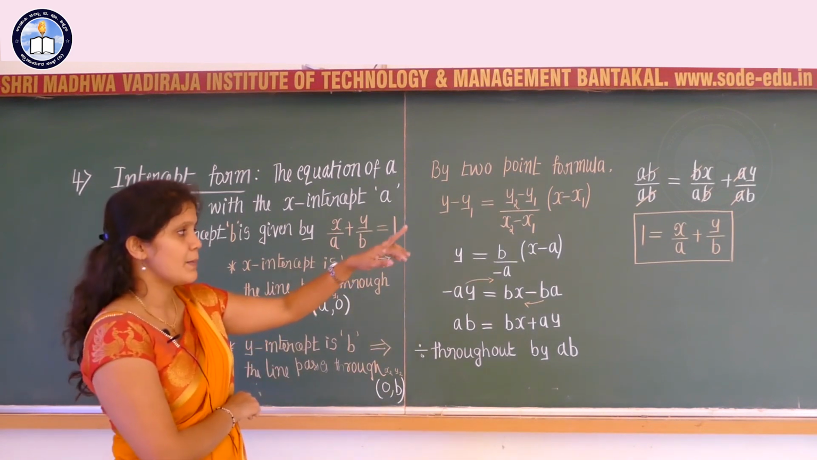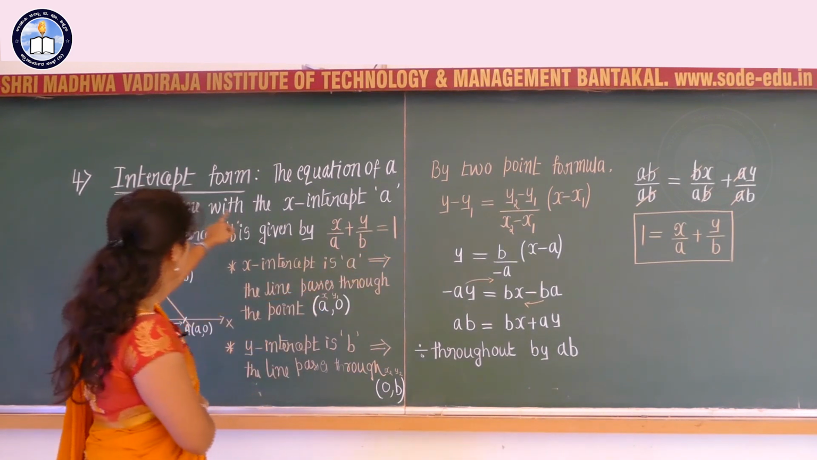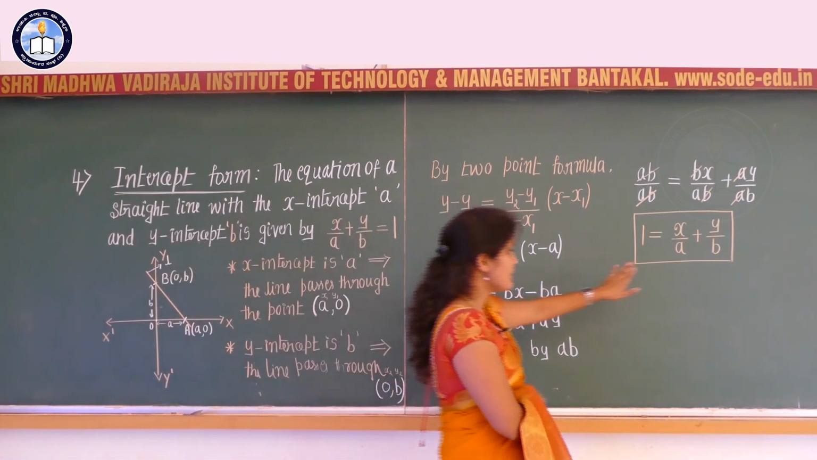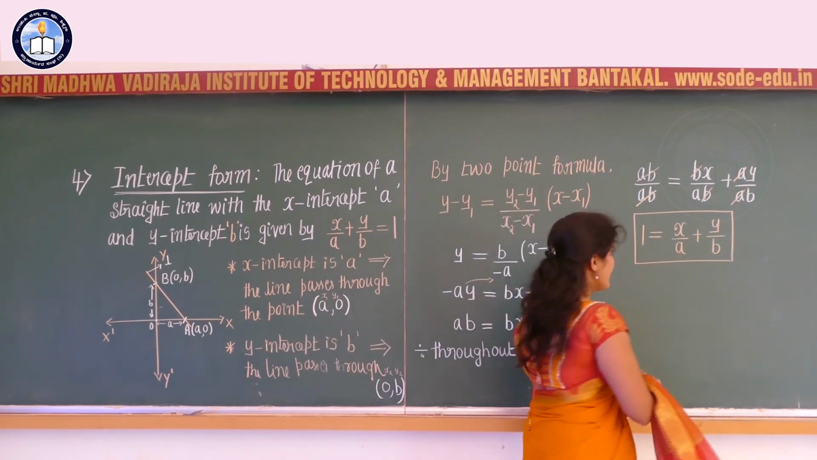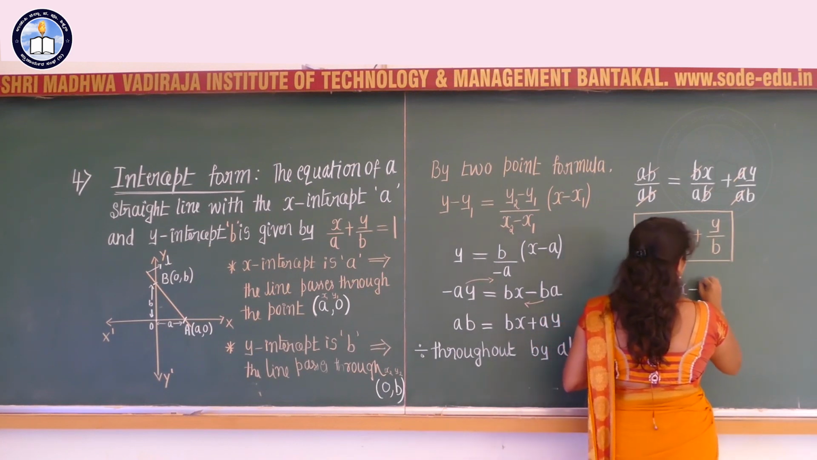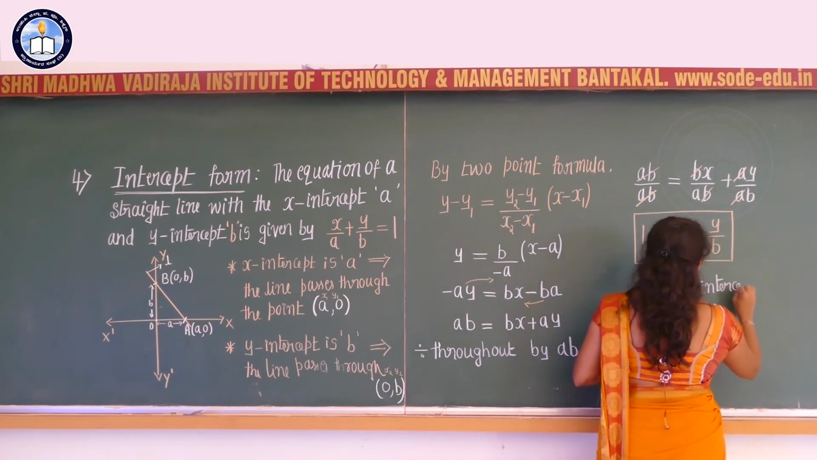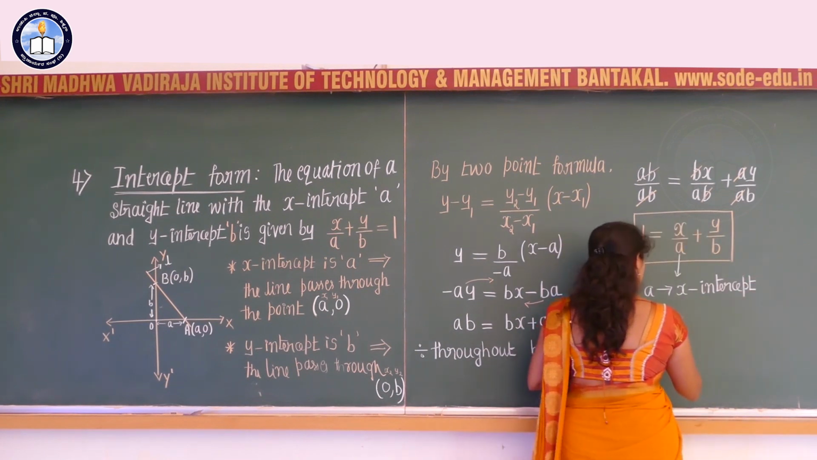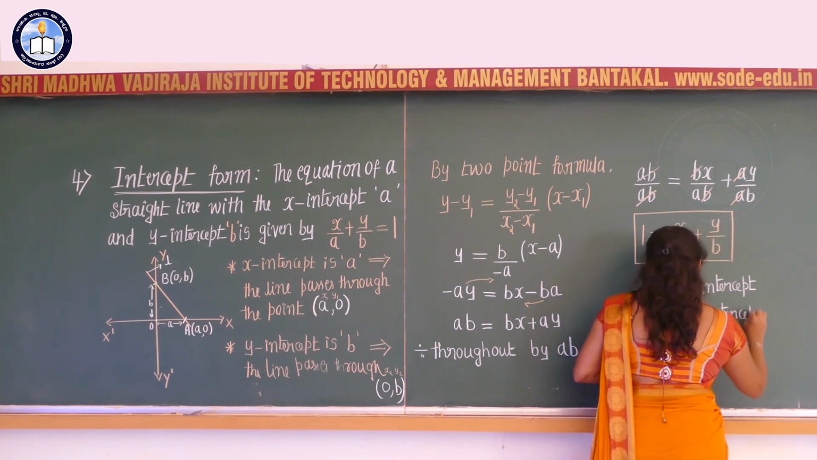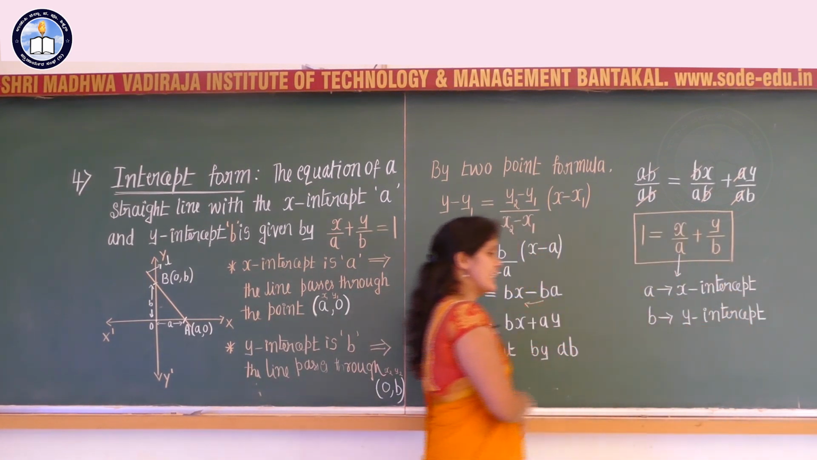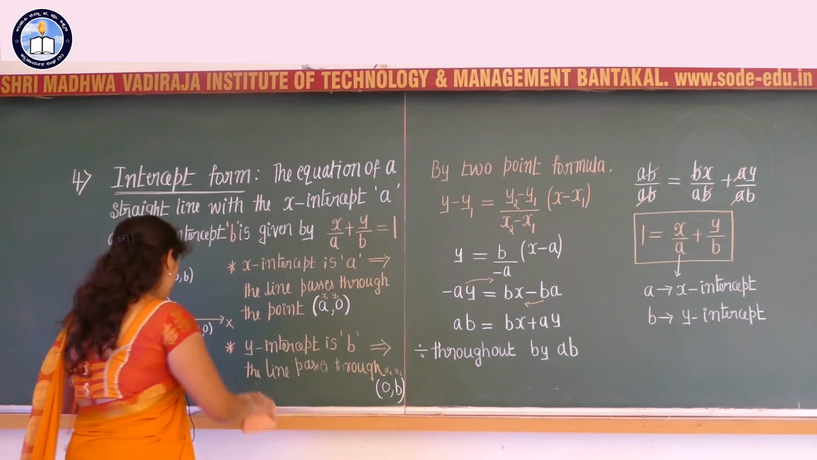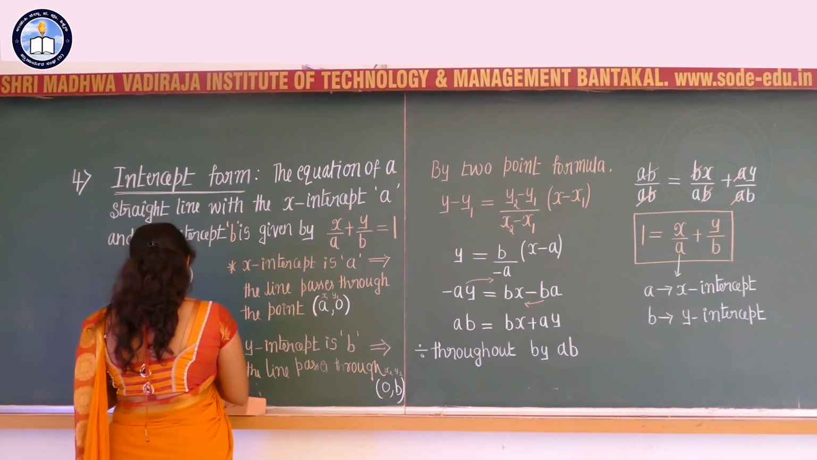X by a plus y by b is equal to 1 is the intercept form, with which we can find the equation of a line. What is meant by a here? In this formula, a is called the x-intercept, and the denominator of the second term, that is b, is called the y-intercept. So if the x-intercept and y-intercept are given in the question, then we can write the intercept formula as x divided by a plus y divided by b is equal to the constant 1.